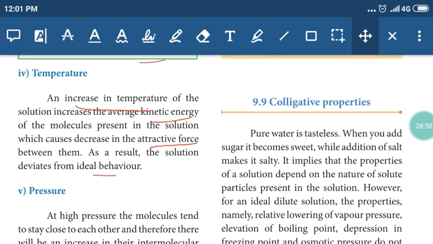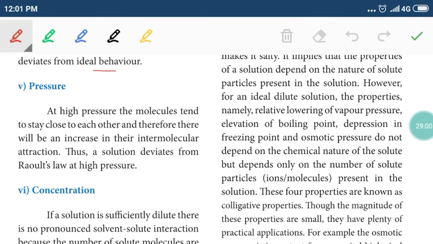The next factor is pressure. When we increase the pressure, the molecules come closer. Once the molecules come closer, the intermolecular force between them will be predominant. So there is an increase of intermolecular force because of the increase of pressure, and so there is a deviation.